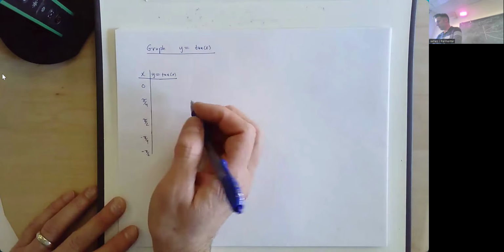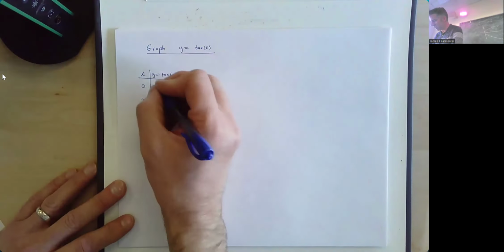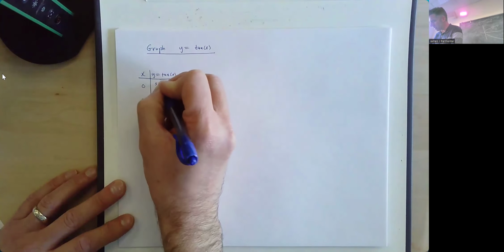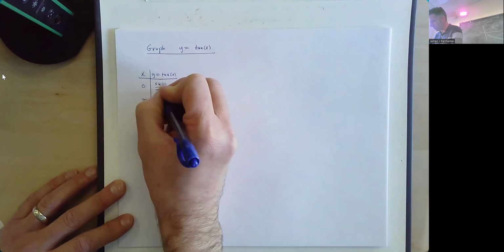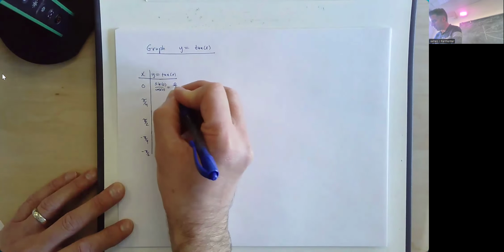The tangent of 0. I don't remember what tangent of 0 is. I know the tangent is sine over cosine though. So I know that's going to be sine of 0 over cosine of 0. And we just found those in the previous 2 problems. That's going to be 0 divided by 1, which is 0.